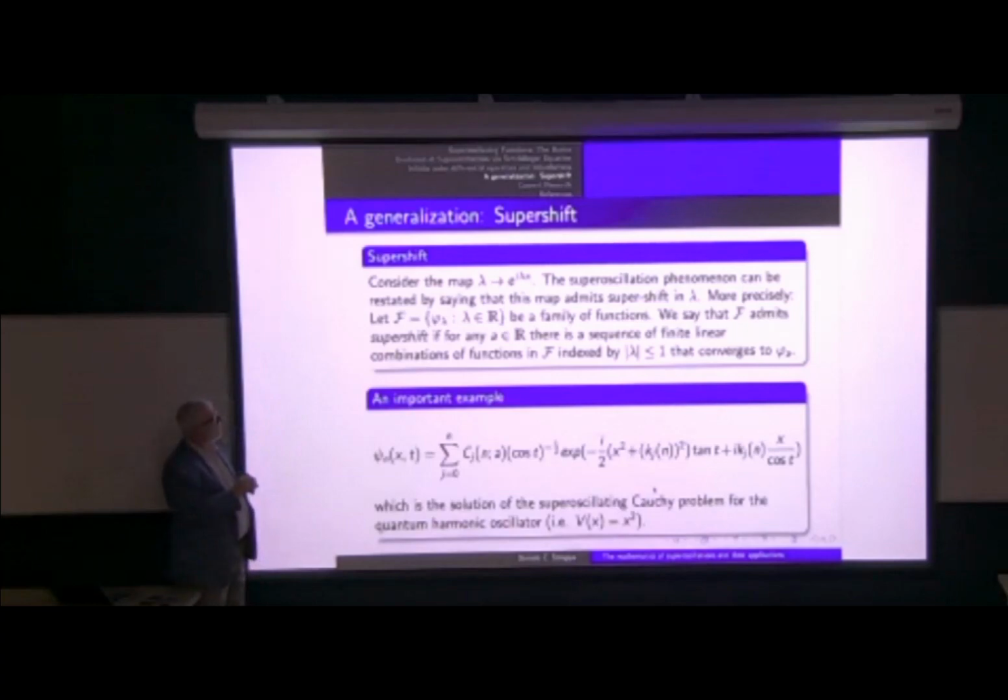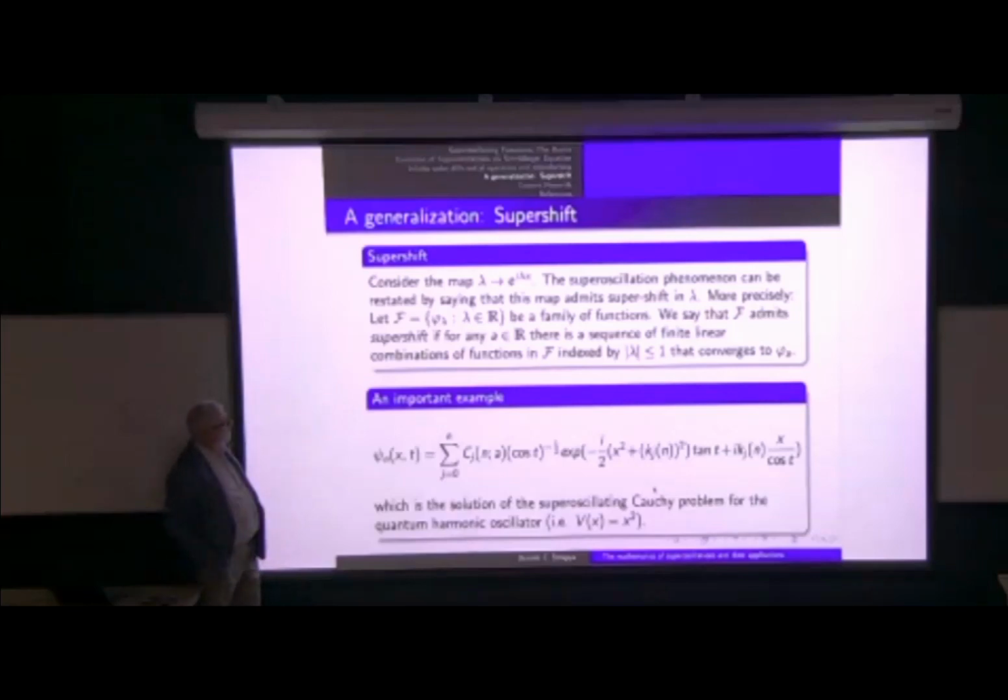What the super oscillation phenomenon tells you is that it's enough for me to know a few, or many, but limited values of lambda for this family to be able to calculate the family wherever I want. And that's what we call supershift.